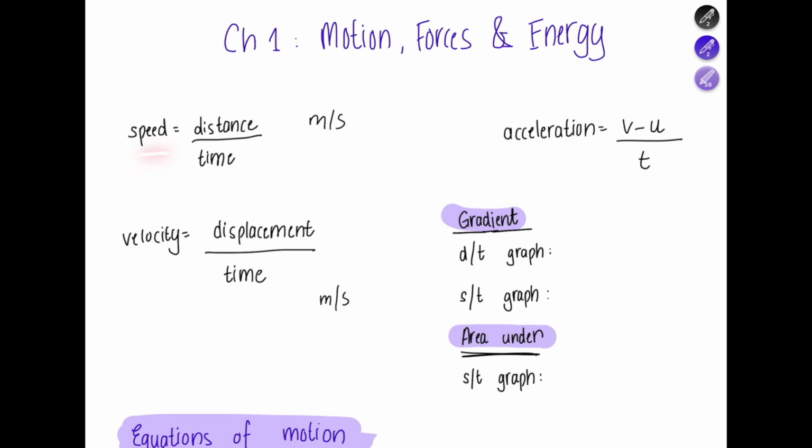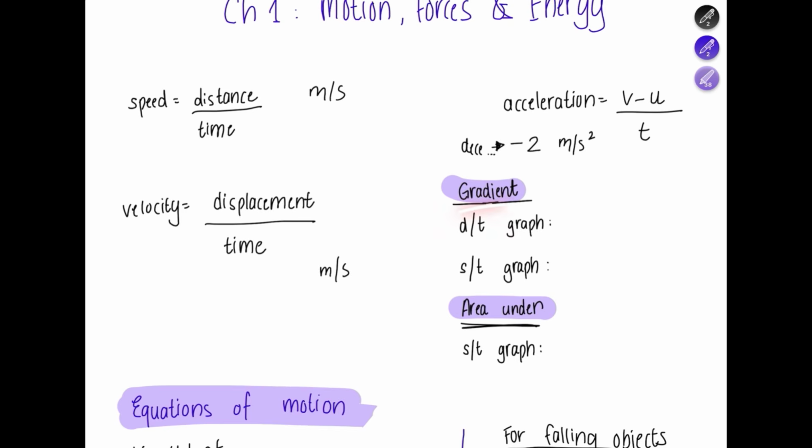However, speed is the same. Okay, acceleration is v minus u divided by t. Acceleration basically means the change in velocity. How does velocity change with time? The unit is meter per second square. If it's, for example, negative 2 meter per second square, this represents deceleration. That means speed is reducing by 2 meter per second in 1 second.